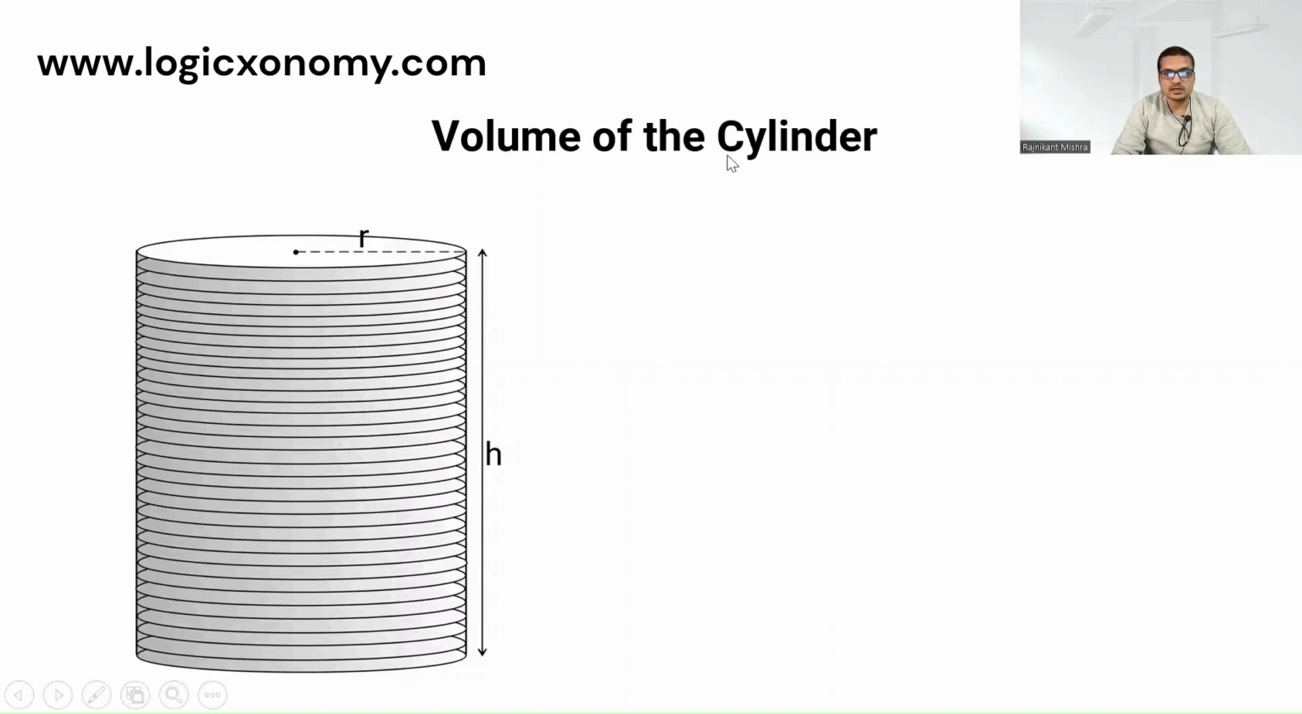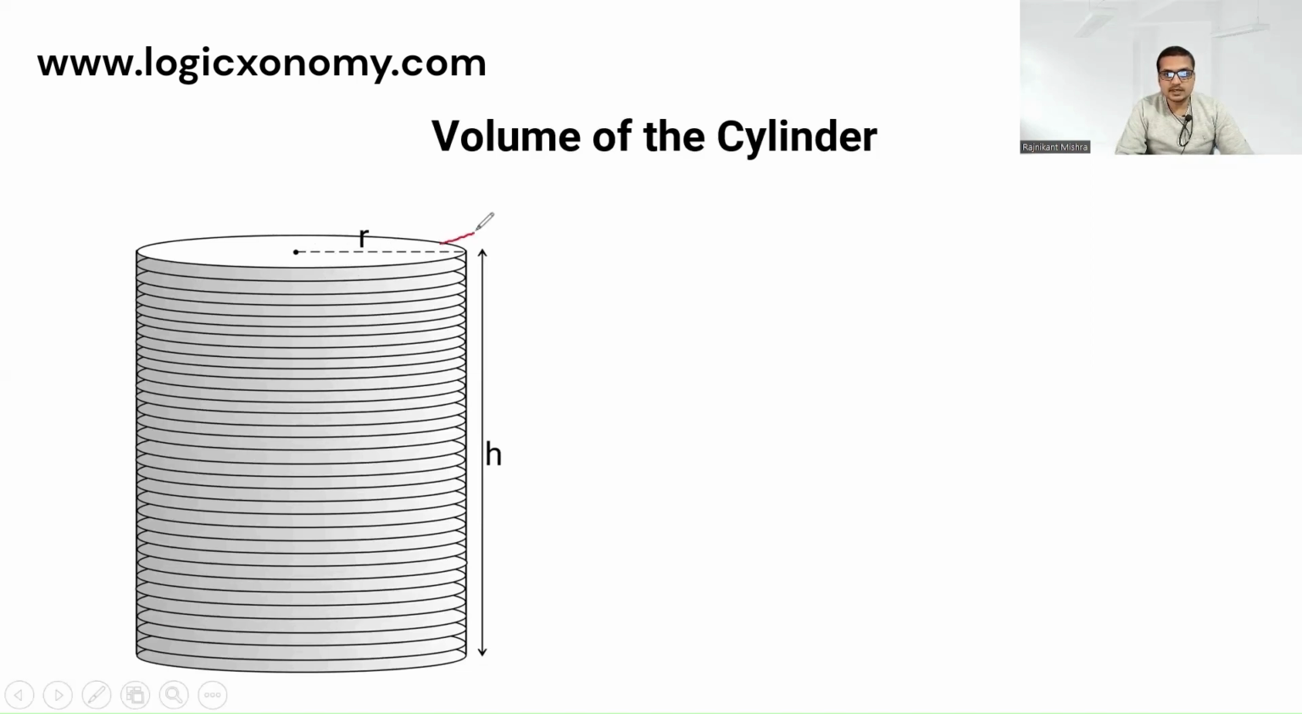Now, the volume of the cylinder. Here is the cylinder. If the radius of its base is r and the height of the cylinder is h, then we all know the volume of the cylinder is equal to πr²h. Now we are going to prove it. Here these are identical circular plates of radius r, and we know when these circular plates are arranged one above the other, a cylinder is formed.